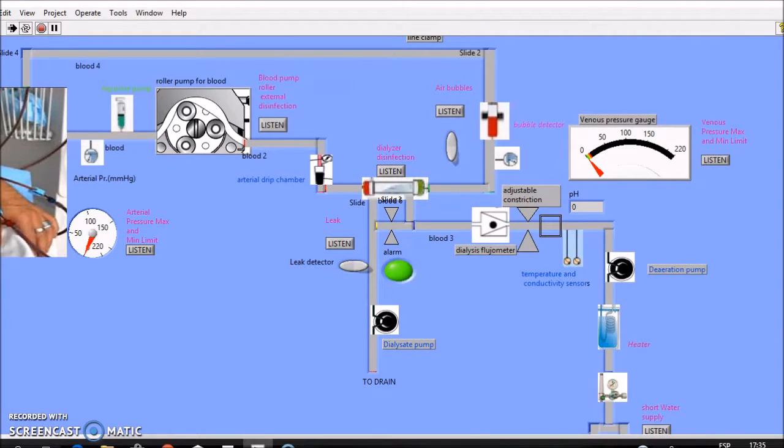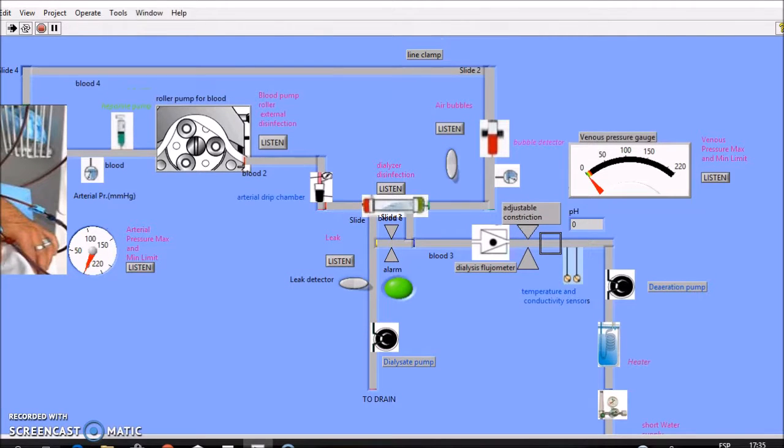Air bubbles detected. Possible cause: accidental dislodgement of blood line from air bubble sensor. Malfunction due to external noise. Failure of air bubble sensor board. Action: correct air introduction site and collect air in drip chamber. Leak alarm. Possible cause: excess leak from dialyzer. Action: replace the dialyzer with a new one.